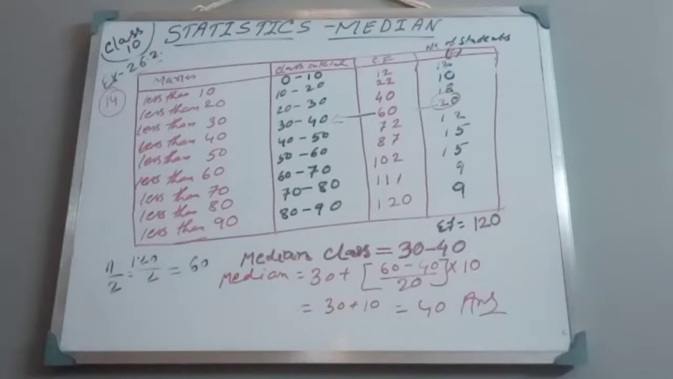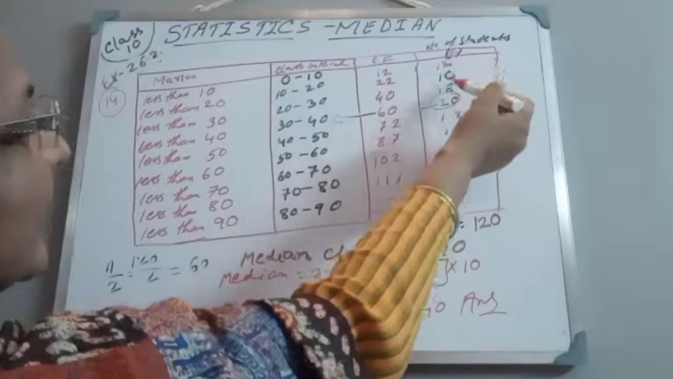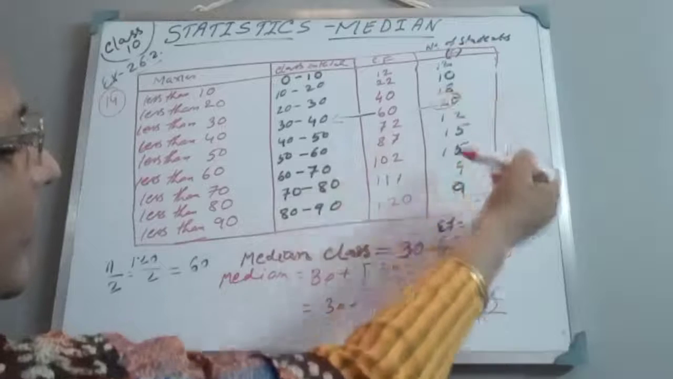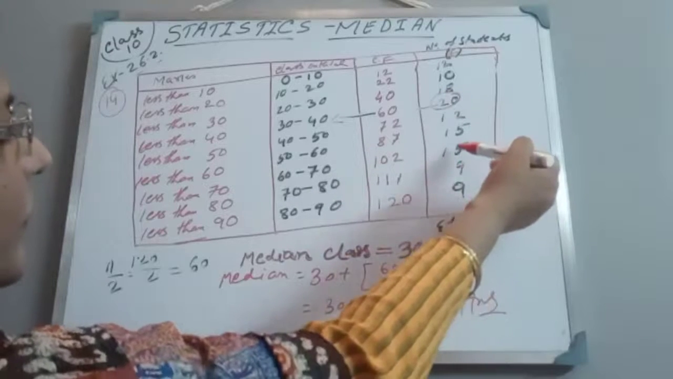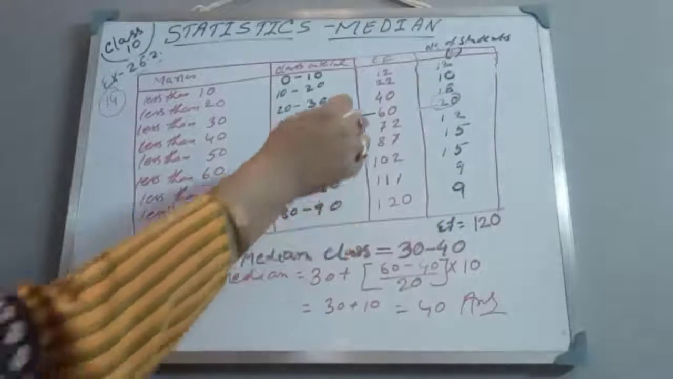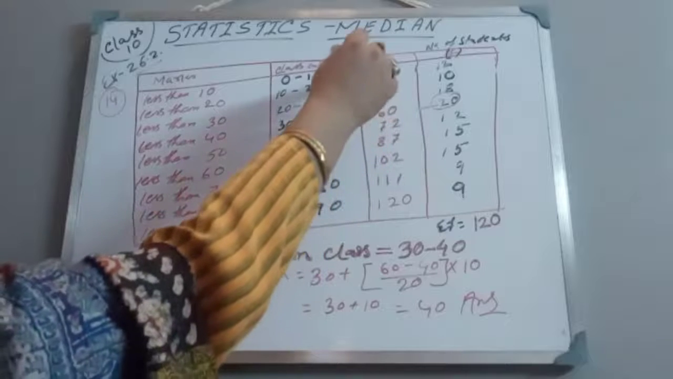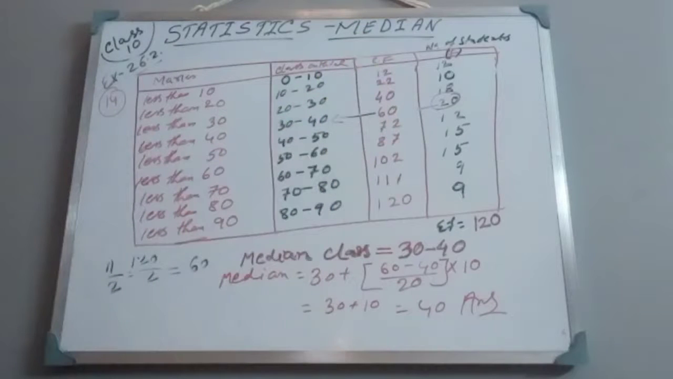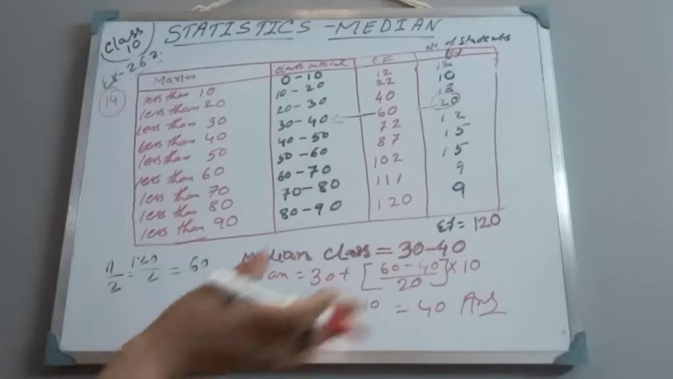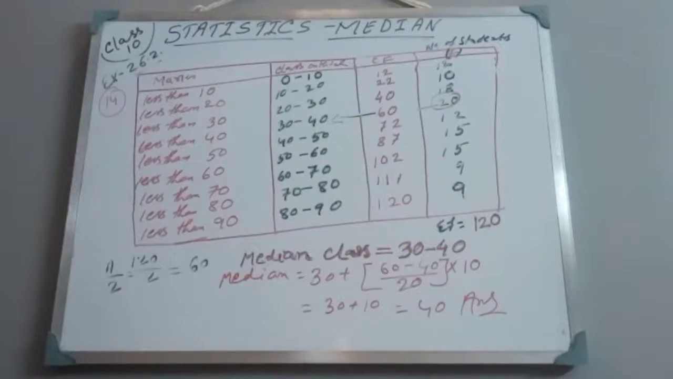Normal frequency we may get in this way: sometimes 10, 12, then 10, then like this, 20 here, then again a smaller value, then again here 15, a greater value. But cumulative frequency, this is the very important thing, all the numbers are increasing. So what is given to us is cumulative frequency, and we have to find the frequency only, that is the number of students. That is very important.